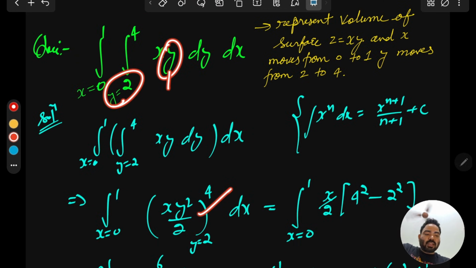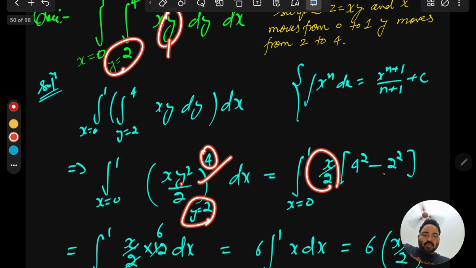So just put the limit where y is present, don't think anything extra. So just put y equal to 2 to 4. Where is y present? You can take x outside and just put the y limit: 4 square minus 2 square. Now you will get 4 square is 16, 2 square is what? 4. Now you are left with 12.